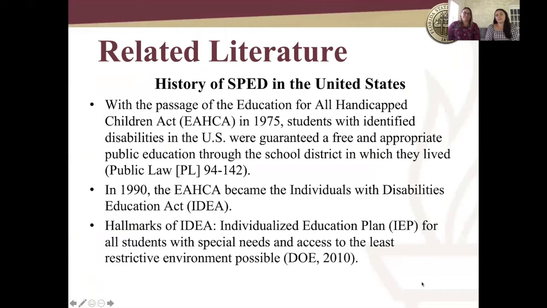To start with our related literature, with the passage of the Education for All Handicapped Children Act in 1975, students with identified disabilities in the U.S. were guaranteed a free and appropriate public education through the school district in which they lived. In 1990, this became the Individuals with Disabilities Education Act, or IDEA. Some of the hallmarks of this legislation are an individualized education plan, or IEP, for all students with special needs and access to the least restrictive environment possible.